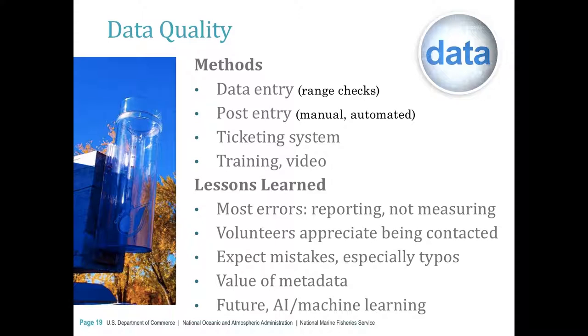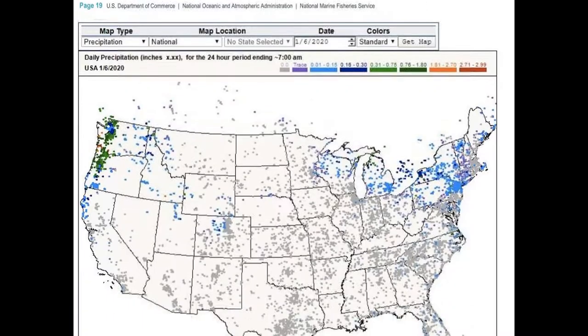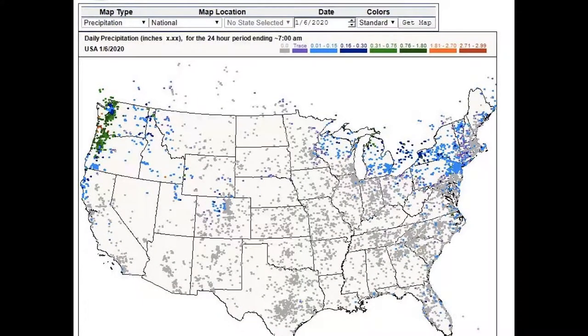So going back, after those checks are conducted, NCEI will run a series of automated checks on the data. If anything looks questionable, they're going to generate a ticket, and the local coordinator is going to know to follow up with the volunteer. They also have extensive training materials. I've just watched their video, and it's impressive. So again, they're trying to do it on the front end of the data collection and the back end once the data is collected.